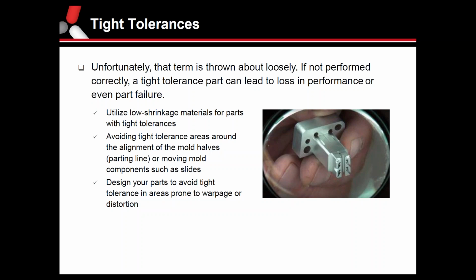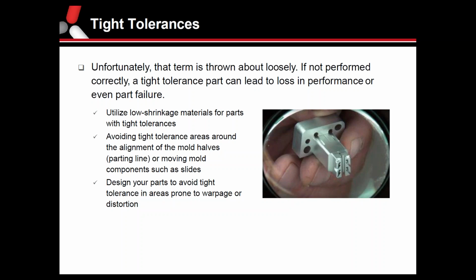Avoid tight tolerances around areas where the mold halves come together at the parting line, or where you're going to have moving components like slides or hand loaded actions on your part. Anywhere you're going to see a seam, anywhere you're going to have adjoining pieces come together, you want to make sure that you have a little bit of room for the tolerance on the tool itself.